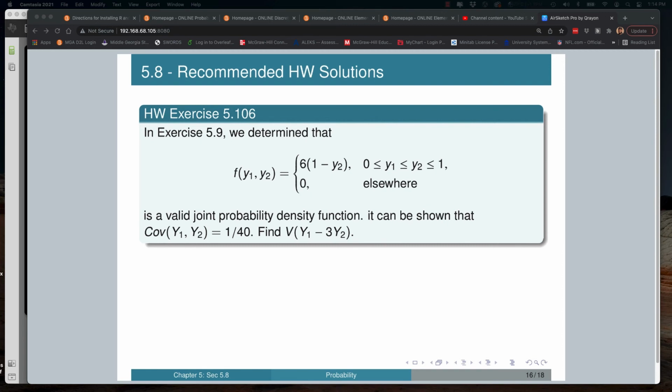They are letting us know that the covariance of y sub 1 and y sub 2 is equal to 1/40, so they're kind of giving us a heads up with that calculation, so we won't have to do it again. But they want us to take this function and find the variance of y sub 1 minus 3 times y sub 2.